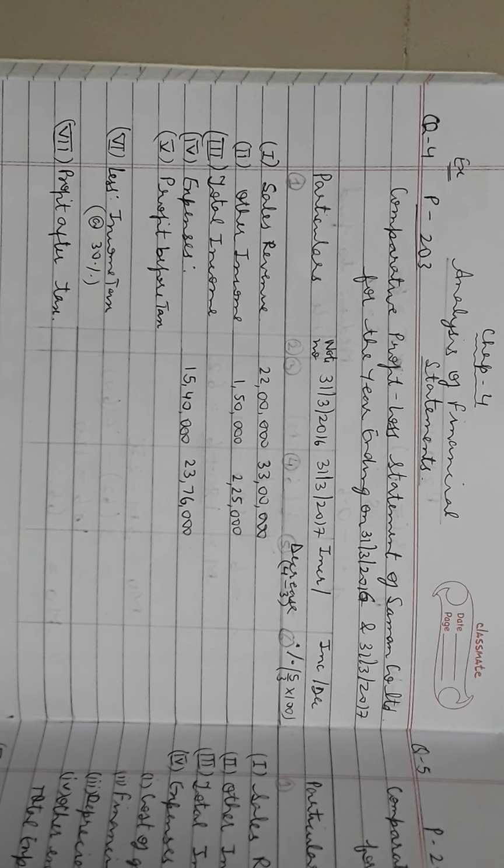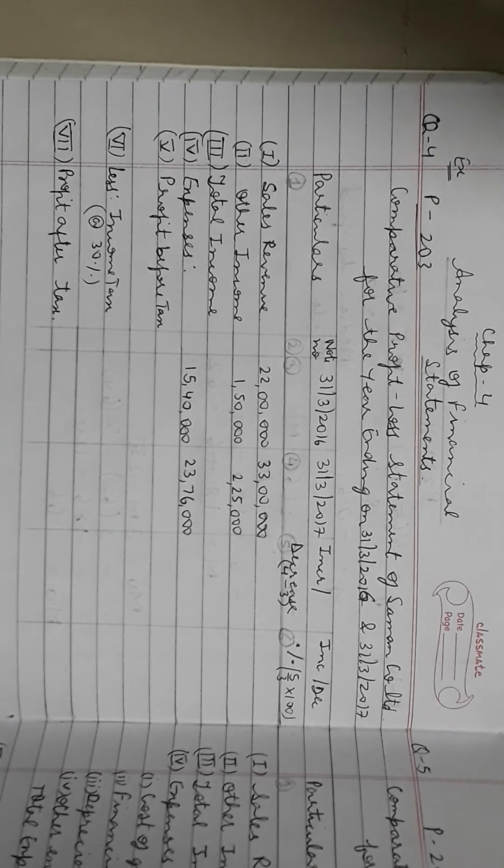Here, question number 4 of the exercise, page number 203. What they have said: the profit and loss statements for the years ending 31st March 2016 and 31st March 2017 of Samman Company Limited are given as follows. You have to prepare a comparative statement of profit and loss. Now we have already discussed the structure of the profit and loss statement. I have asked you to draw that format in your notebook. Now according to the question, we have drawn this format.